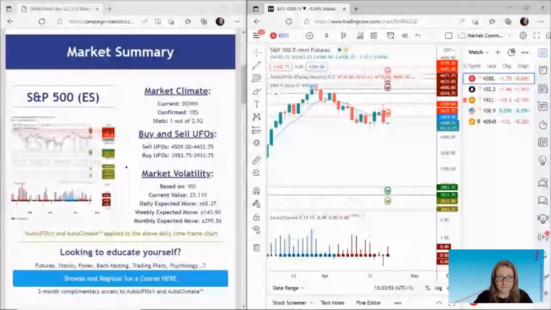In terms of volatility, we'd expect movement up or down in 1 year of 23.11%. In a day, that's 65.37 points. In a week, 143.9 points. In a month, 299.56 points. That's movement up or down that we would expect. So that's the S&P 500. Overall, for the time being, probability down.